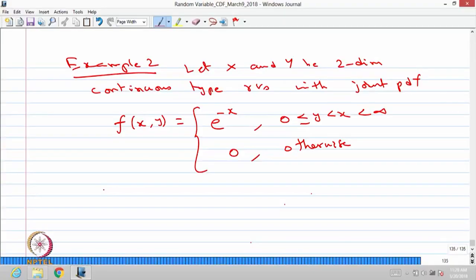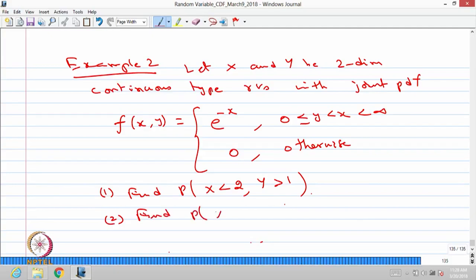The question is here, find the probability of x is less than 2 and y is greater than 1. And the second question, find the probability of x is greater than 2 times y. And the third question, find the probability of x minus y is greater than or equal to 1. It is a very simple problem. The joint probability density function is given. Finding out the probability of different Borel sets in R2.